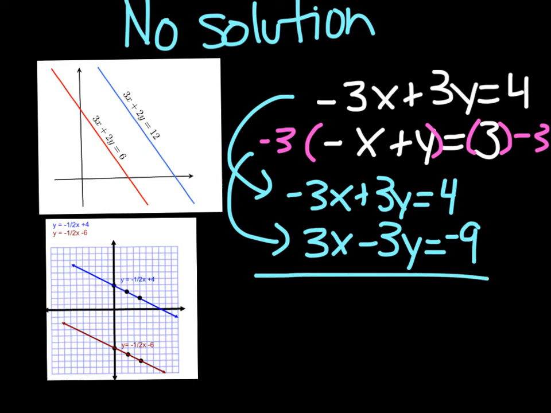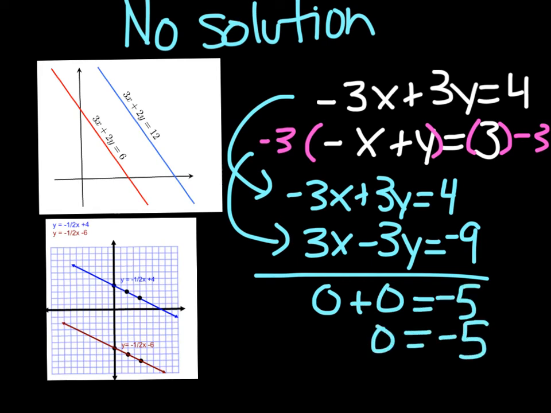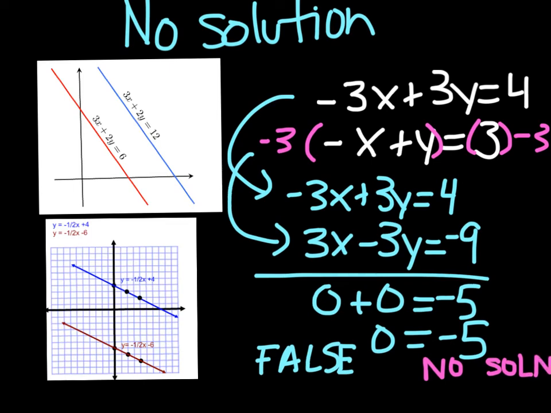So, when I combine these, I get 0 plus 0 equals negative 5, or 0 equals negative 5. This is a false statement, so my answer is no solution. This system does not have any solutions that make both the top equation and bottom equation true.